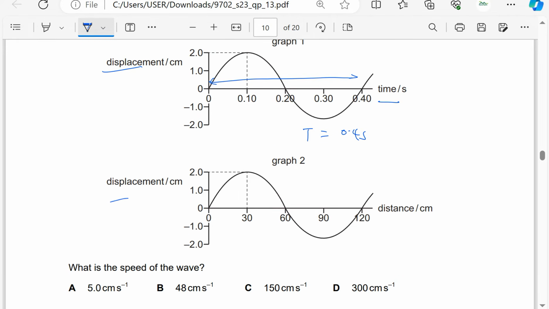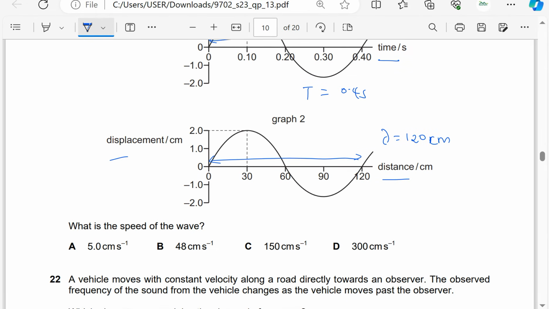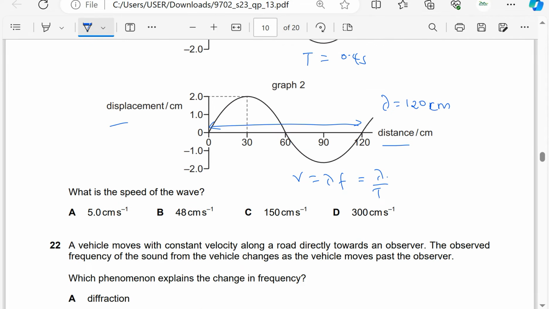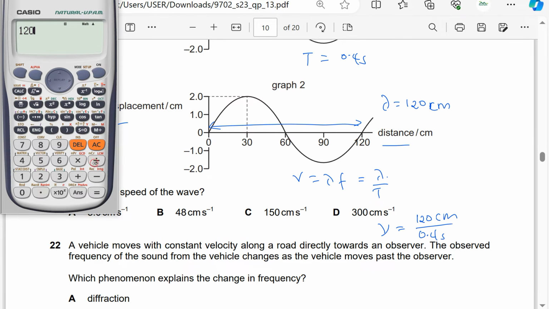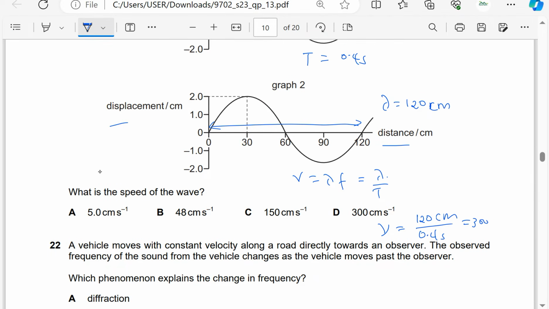Graph 2 is displacement against distance. So this one gives us the wavelength, and the wavelength is 120 centimeters. What is the speed? V is equal to lambda times F, and because F is 1 over T, this is lambda over T. So V is the wavelength 120 centimeters divided by the period, which is 0.4 seconds. So 120 divided by 0.4 is 300 centimeters per second. So the answer there is D.